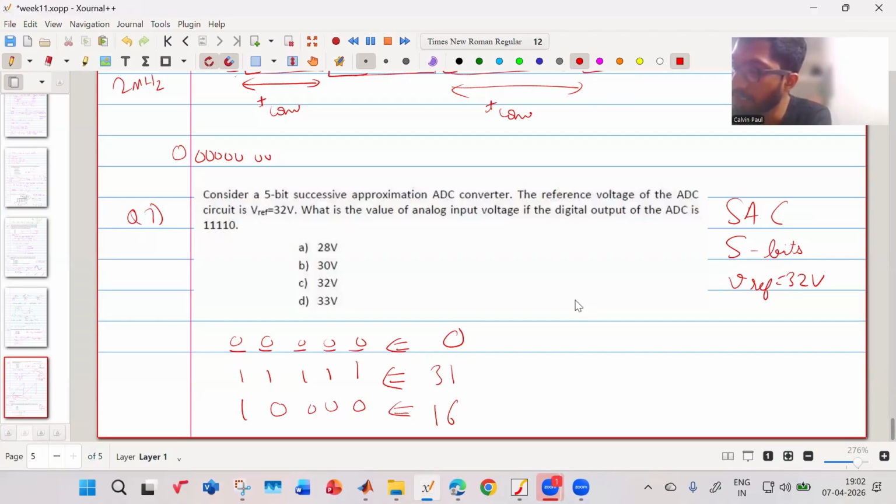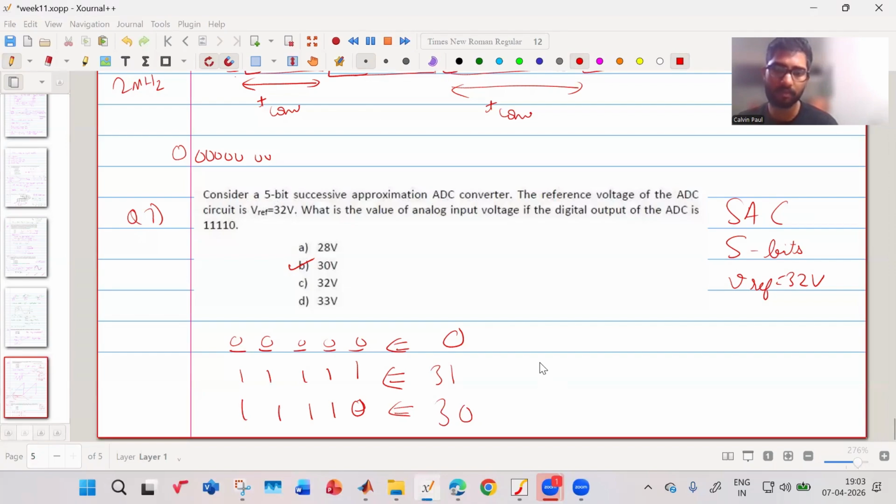And what you're actually going for is 11110. So that would correspond to how much? That would correspond to 30, right? So that's why your answer is 30 volt. Your VREF is 32 volt and your decimal equivalent can go up to 31. So if you have one bit less, it will go to 30. Okay, so we'll go to the next part.